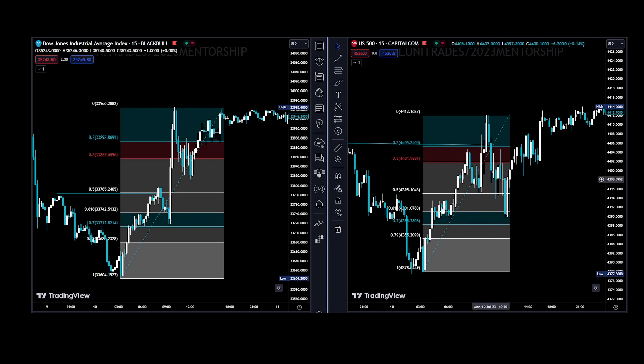So if I had done my analysis on the US 500, I wouldn't have taken the trade here. I would have taken the trade here because this retraced lower, and I'm actually looking for a buy trade. This didn't retrace lower compared to this. You see, this went low. So I'll actually be taking my buy trade at the US 30.